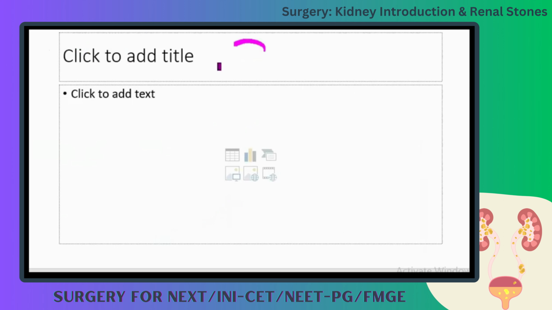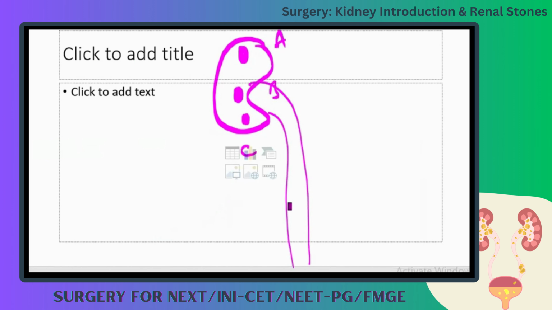So this is the kidney and this is the stone. This is stone A, stone B, and this is stone C. Which stone is easily approachable with ESWL? But which stone is difficult with ESWL?